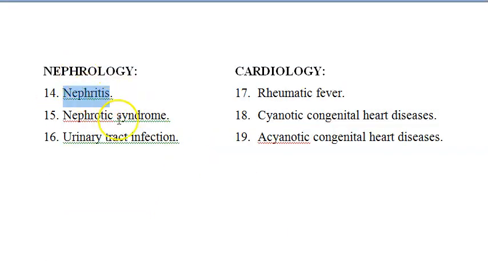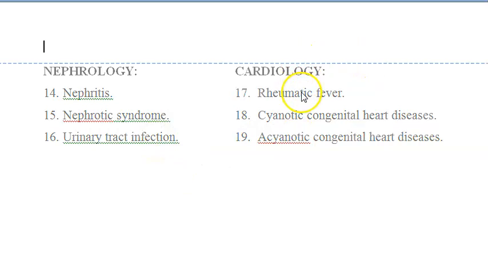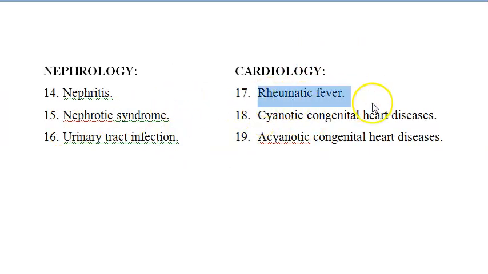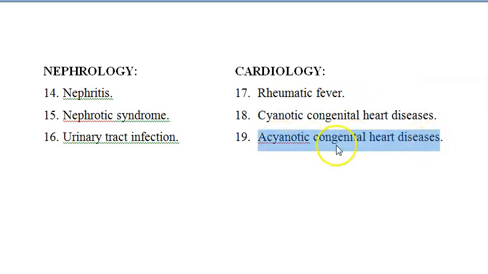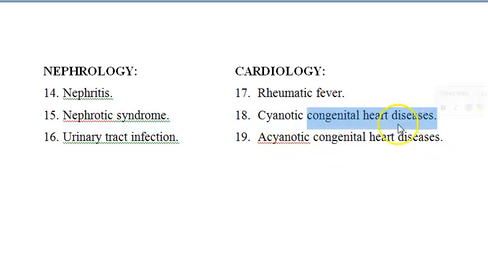Nephrology, they're talking about nephritis, nephrotic syndrome, urinary tract infection. Cardiology, rheumatic fever. See, rheumatic fever is when it is in the 5 years to 15 years, isn't it? That's what they say, right? And then cyanotic congenital heart disease, acyanotic congenital heart disease.